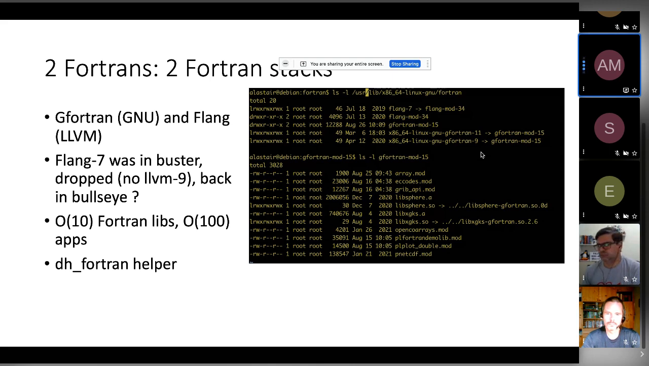Now that Bullseye is released, I'm preparing the patches for Flang 14, as it will be, because it's in the LLVM 14 snapshot. There are about 10 Fortran libraries that would need to be processed in this manner, and on the order of 100 Fortran apps that would be built against them. To make all of this work, I have a Fortran helper file, a dh-fortran helper. So I'm looking for feedback on this when it's all finished.